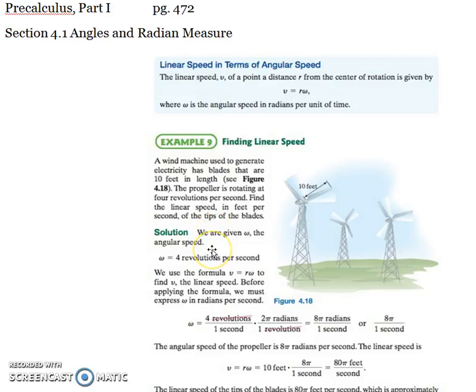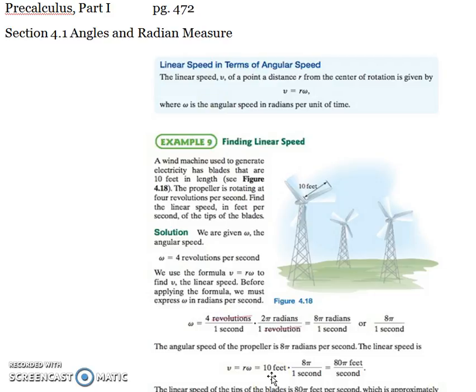We're given that the angular speed is 4 revolutions per second, but we need that to be in radians. So 4 revolutions per second times 2 pi radians per revolution, because 2 pi radians is a full circle and 1 revolution is a full circle, and we want the revolutions to cross out. That gives us 8 pi radians per second. So that's our angular speed, and we just need to multiply that by the radius.